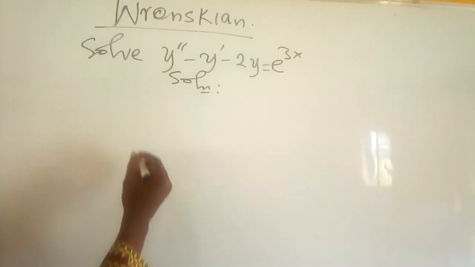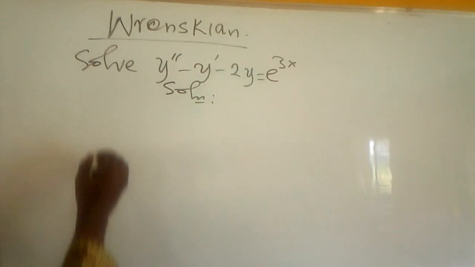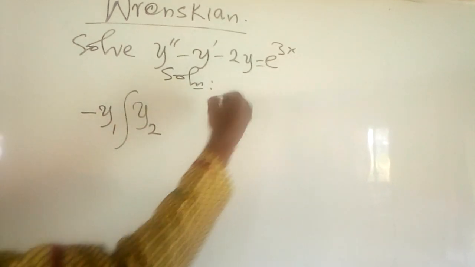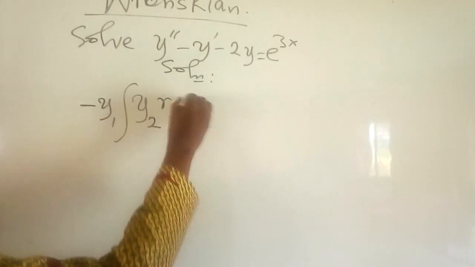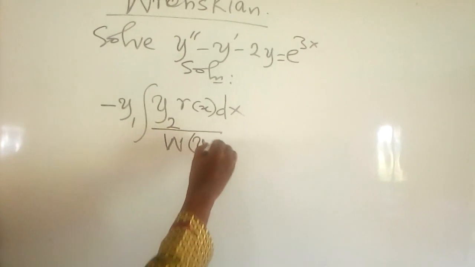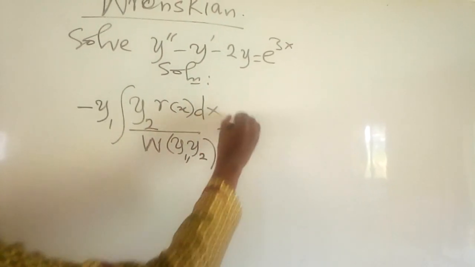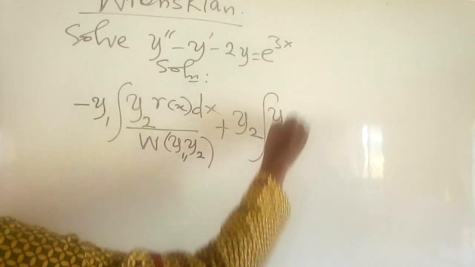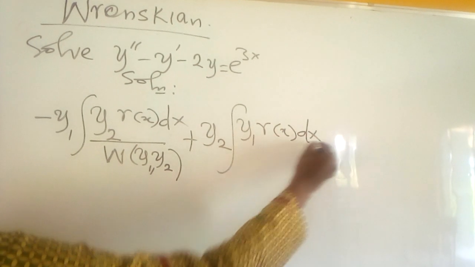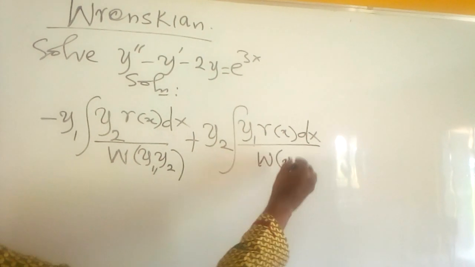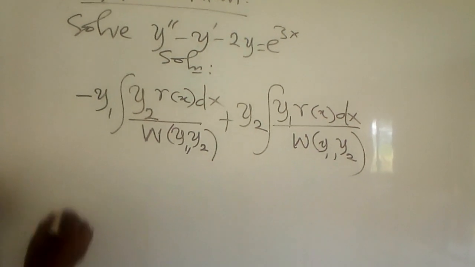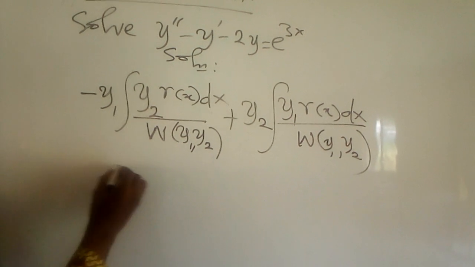But if we are restricted to use the Wronskian method, y particular is minus y1 integral of y2 times the right hand side function r(x) dx over the Wronskian of y1, y2, plus y2 integral of y1 times r(x) dx over the Wronskian of y1, y2. Take notes. But we solve the homogeneous part first.